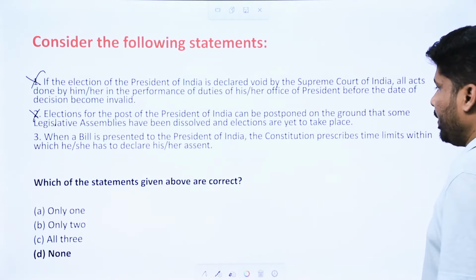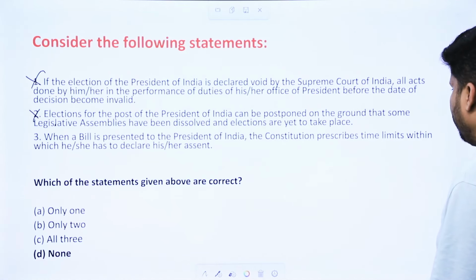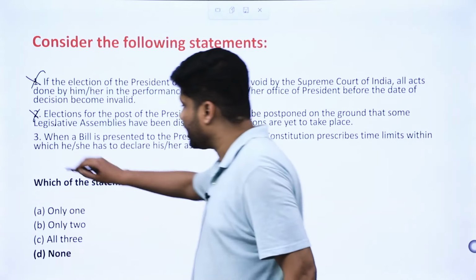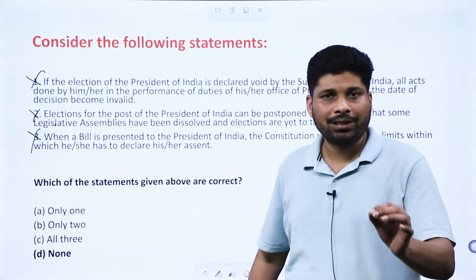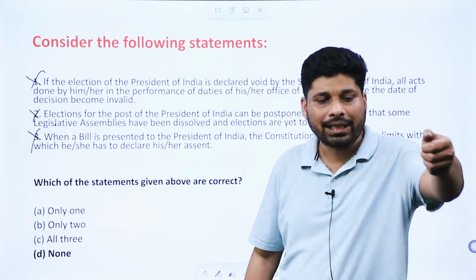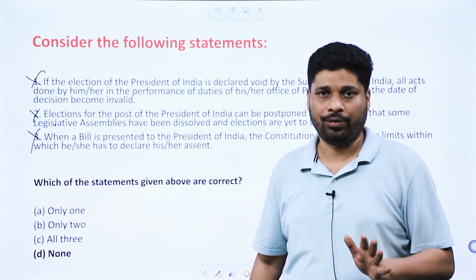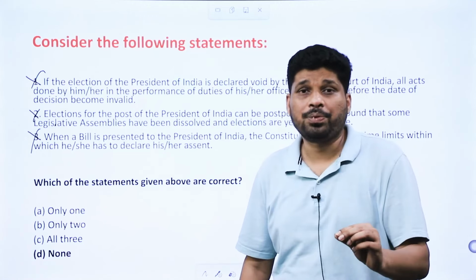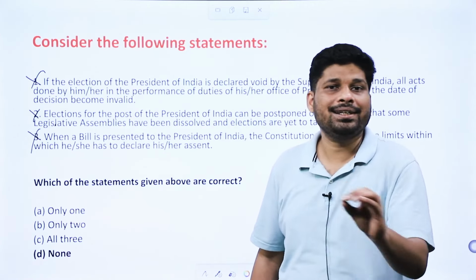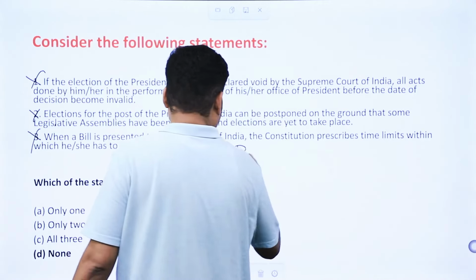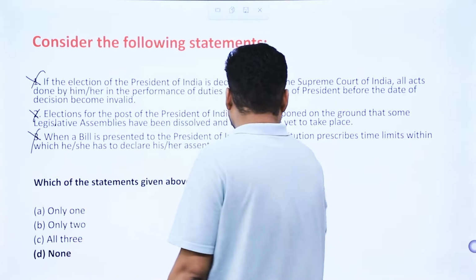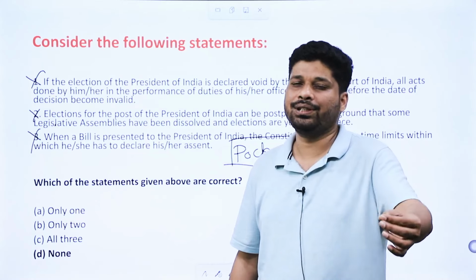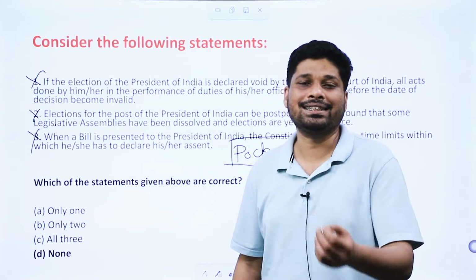Third statement: when a bill is presented to the president of India, the constitution prescribes a time limit within which he or she has to declare assent. Again, a very wrong statement. The President of India has a pocket veto. Pocket veto means he keeps the bill on the table and does not take any action on it. Neither does he accept the bill nor reject it. The constitution does not provide any time limit. In fact, that is why it is said that the pocket of the Indian president is bigger than the pocket of the American president, because the American president, once he receives the bill, has to give assent within 10 days. If he does not give assent, it is considered that assent is given.